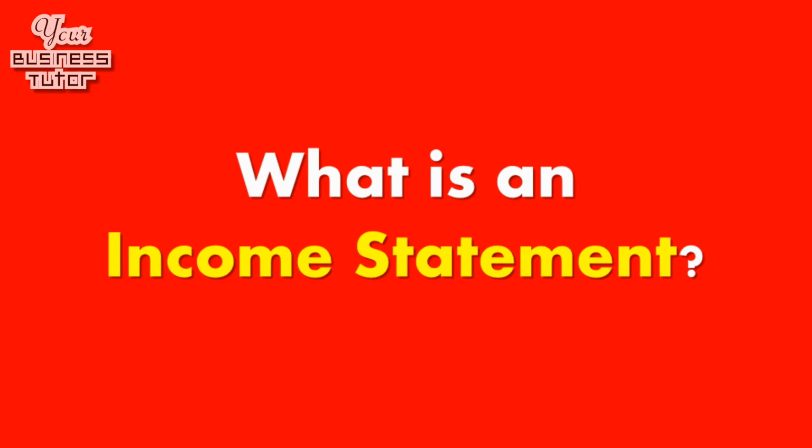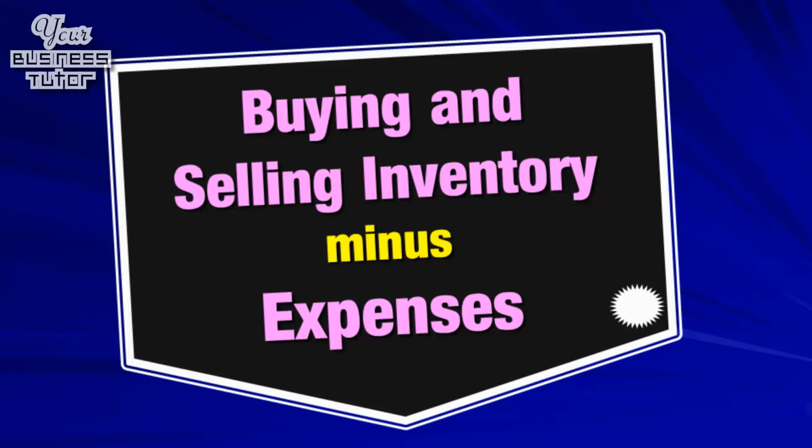Okay, let's now move on to find out how an organisation calculates how much profit it has made by asking, what is an income statement? An income statement is a financial document that calculates how much profit a business has made from buying and selling inventory minus the expenses of running that business over a certain period of time.